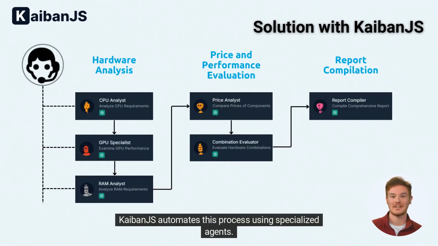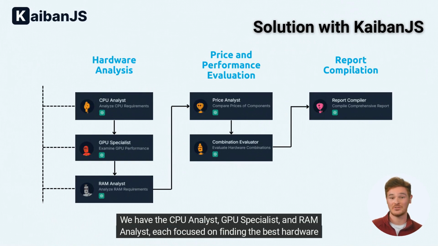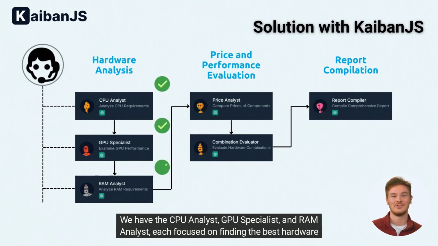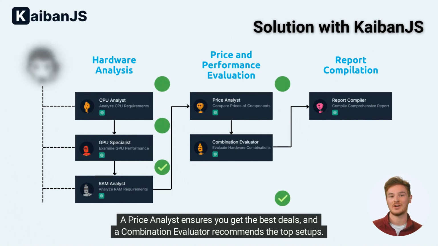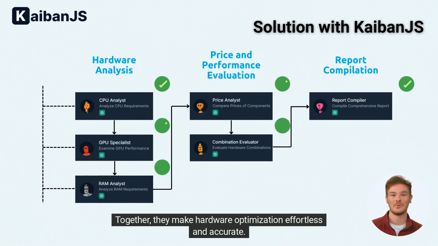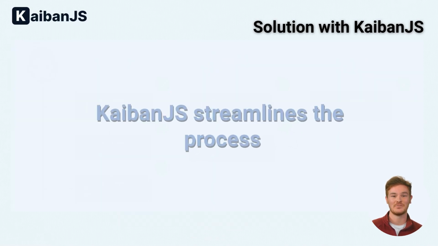KaibanJS automates this process using specialized agents. We have the CPU analyst, GPU specialist, and RAM analyst, each focused on finding the best hardware components. A price analyst ensures you get the best deals, and a combination evaluator recommends the top setups. Together, they make hardware optimization effortless and accurate.